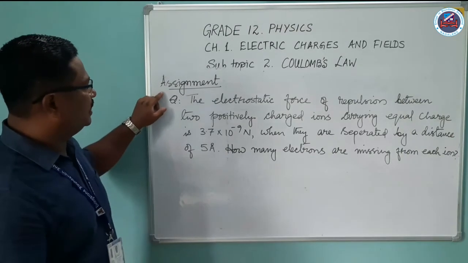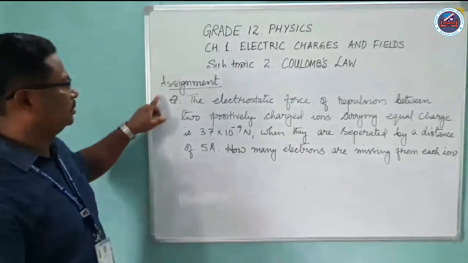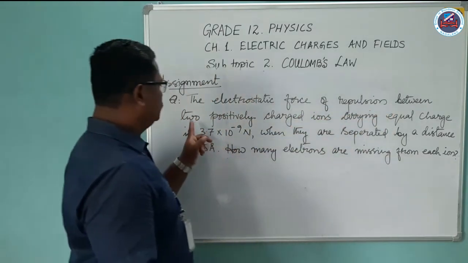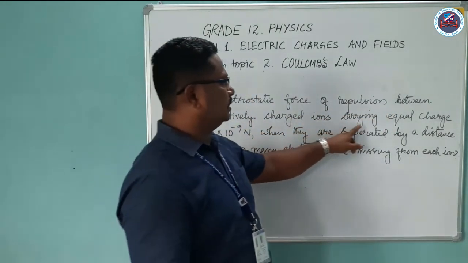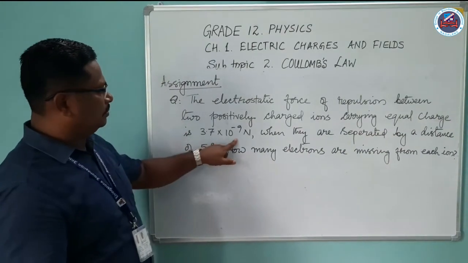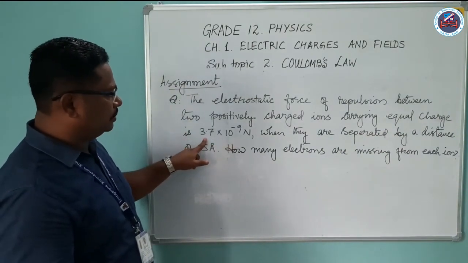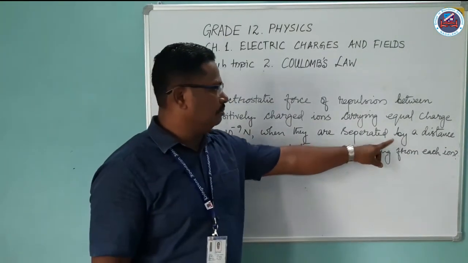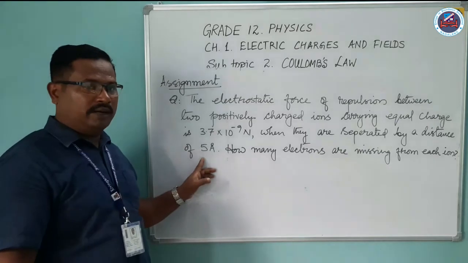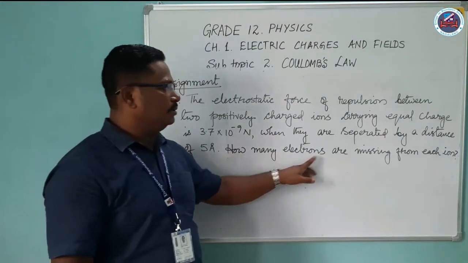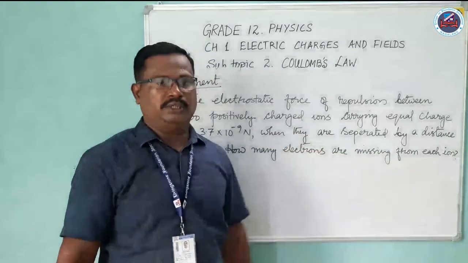Here is your home assignment. You can try and see this question. The electrostatic force of repulsion between two positively charged ions carrying equal charge is this one. This value gives you the force, as its unit is Newton, when they are separated by a distance of 5 angstrom unit. The question is, how many electrons are missing from each ion?